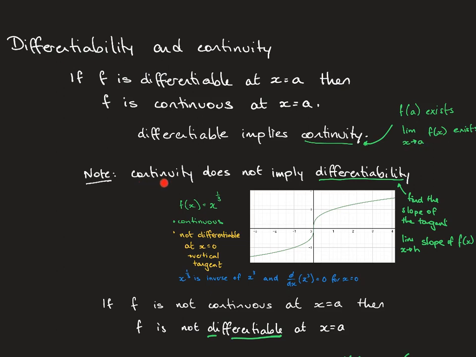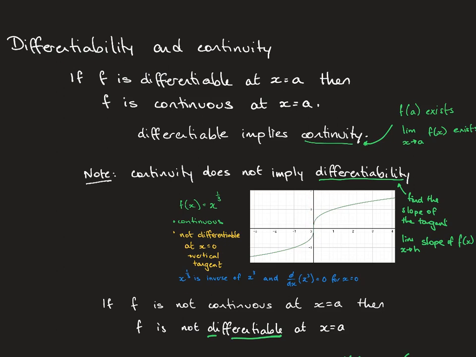However, the converse is not true. Continuity does not imply that a function is differentiable. For example, the function x to the power of a third is continuous. Here it is, there's its graph. But it's not differentiable at x equals 0, because at this point here we have a vertical tangent.